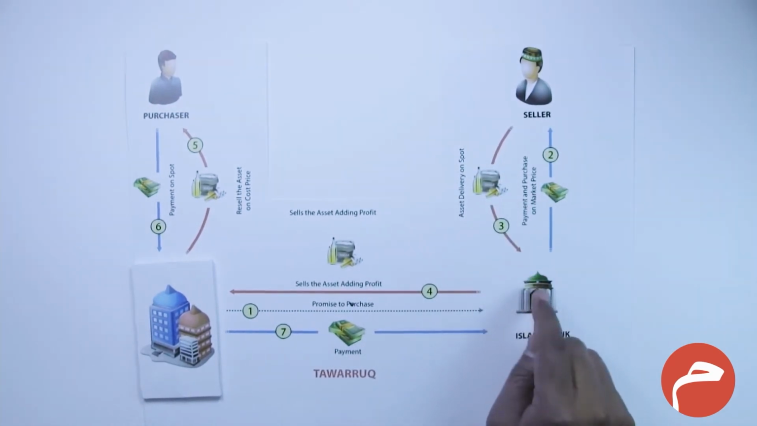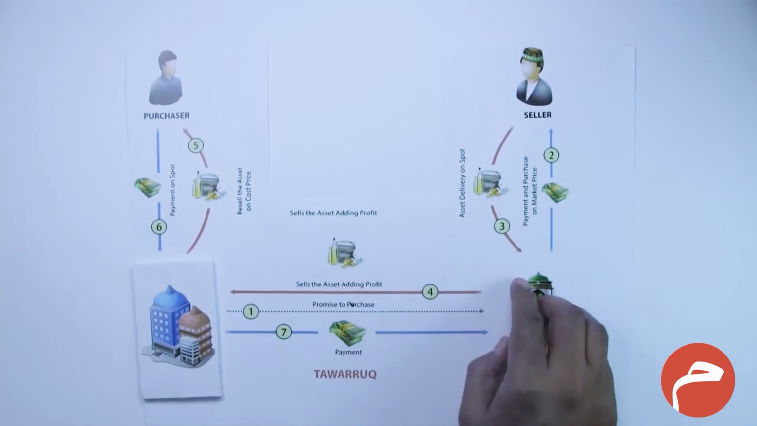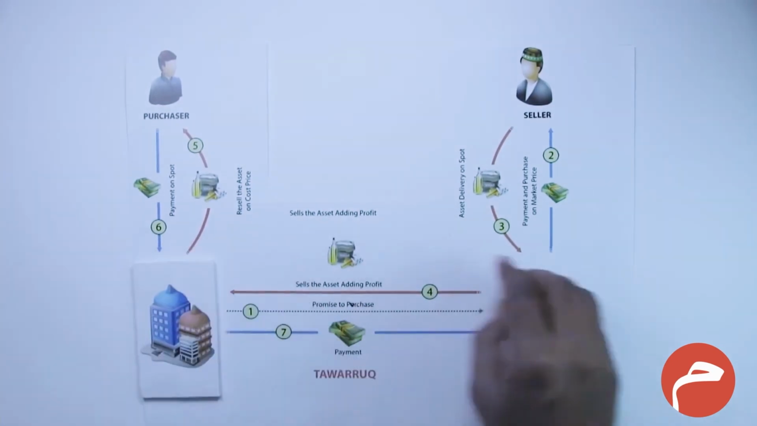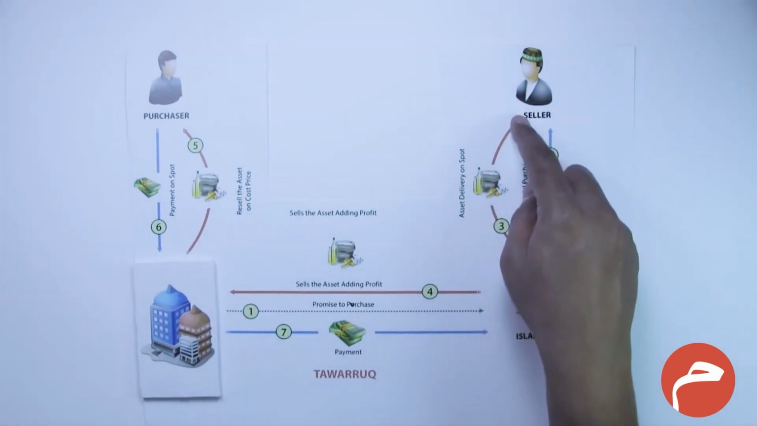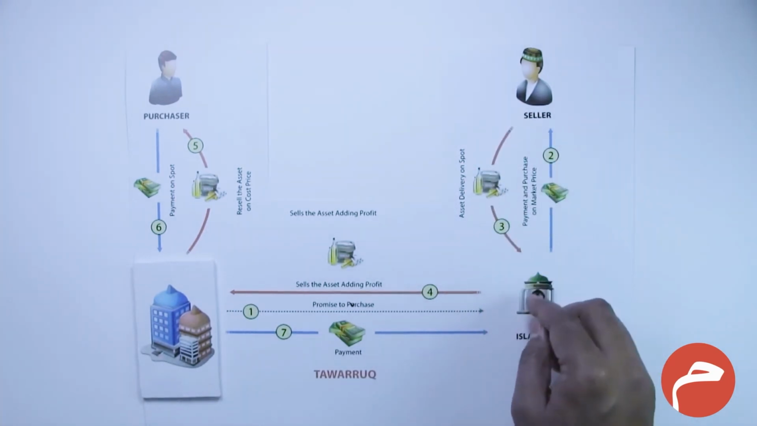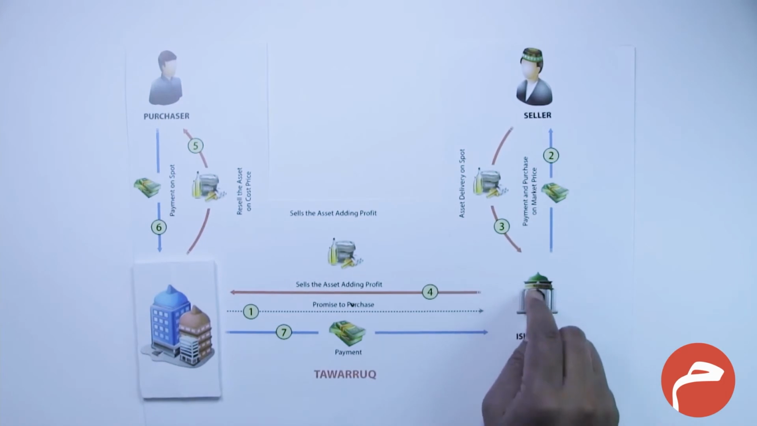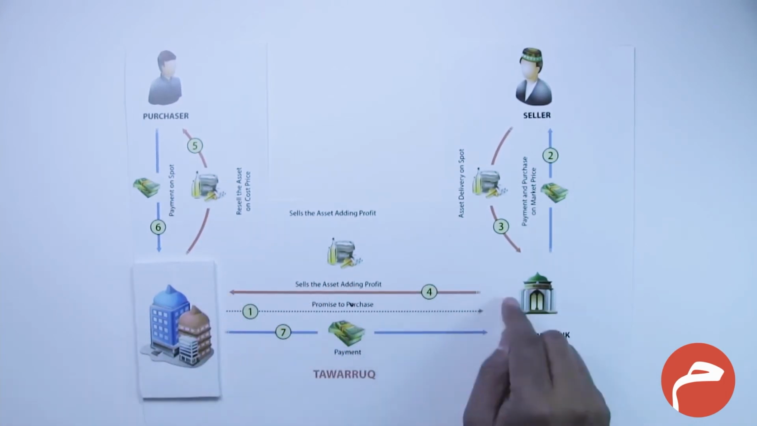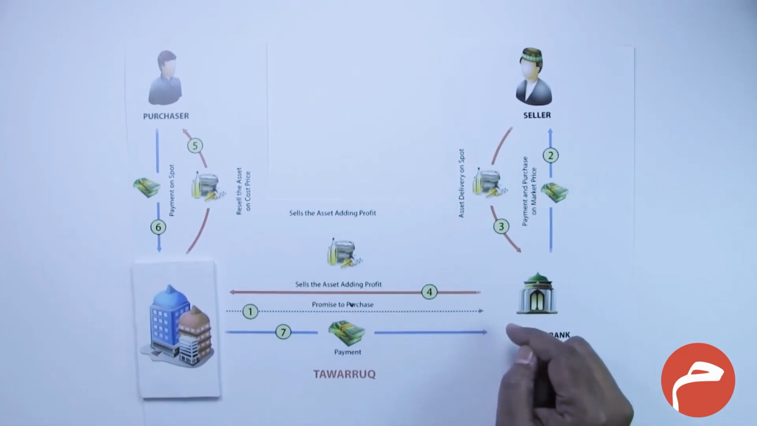Now, once the Islamic bank owns these commodities, then through a Murabaha, these assets are transferred to the company, right? So for example, if the Islamic bank has purchased 10 million worth of commodities, then the Islamic bank is selling that 10 million worth of commodities to, for example, the company, adding its profit margin of maybe $500,000.